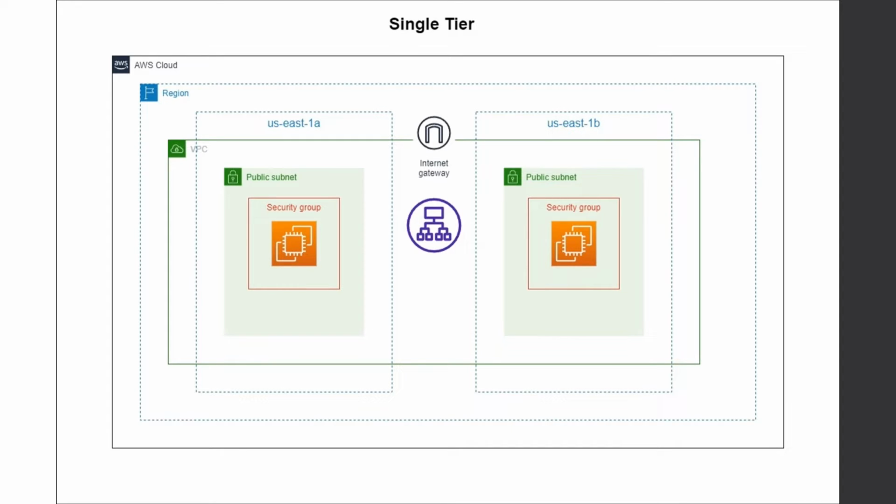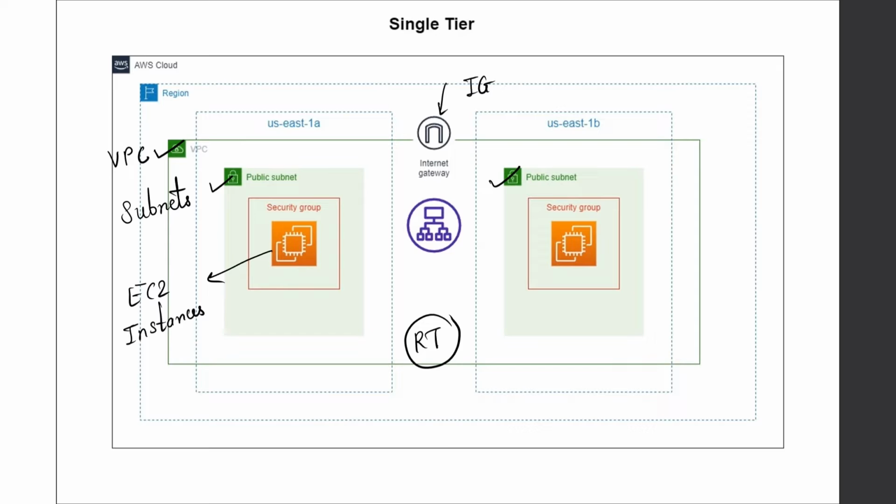Now this is what we are going to create in our project. We are first going to create a VPC. Then after creating the VPC, we are going to create these two subnets. Within the subnets, we are going to create these EC2 instances as well. We are also going to create this internet gateway and a route table, which I haven't shown over here, but it's still there.